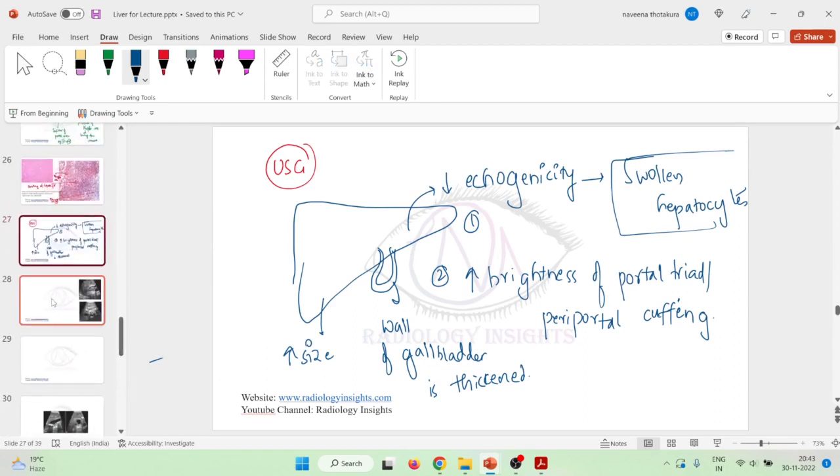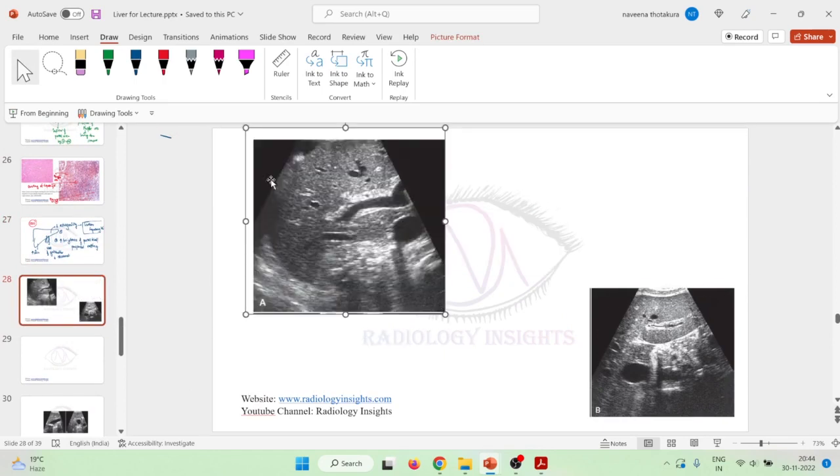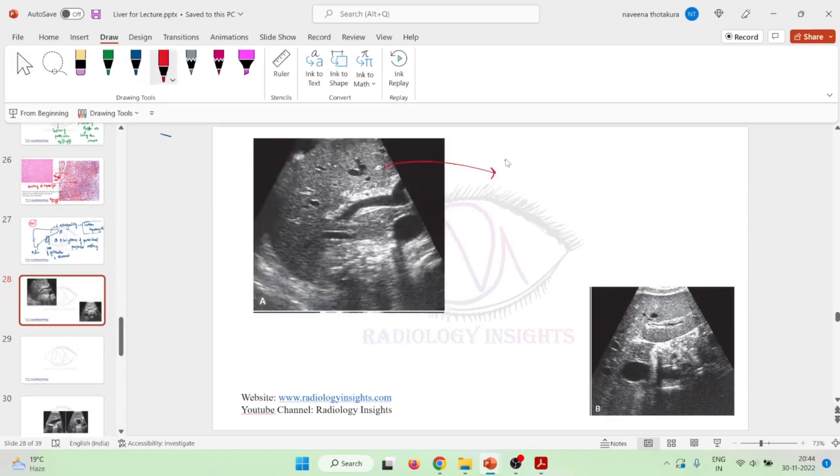If you see in the diagram, number one, this is the liver, and in this picture you will see that there is decreased echogenicity of the liver. Number two, this is periportal, around the portal structures. There is periportal cuffing seen around the portal structures, that is, accentuated or increased brightness of portal triads. Obviously, you will see the presence of hepatomegaly.